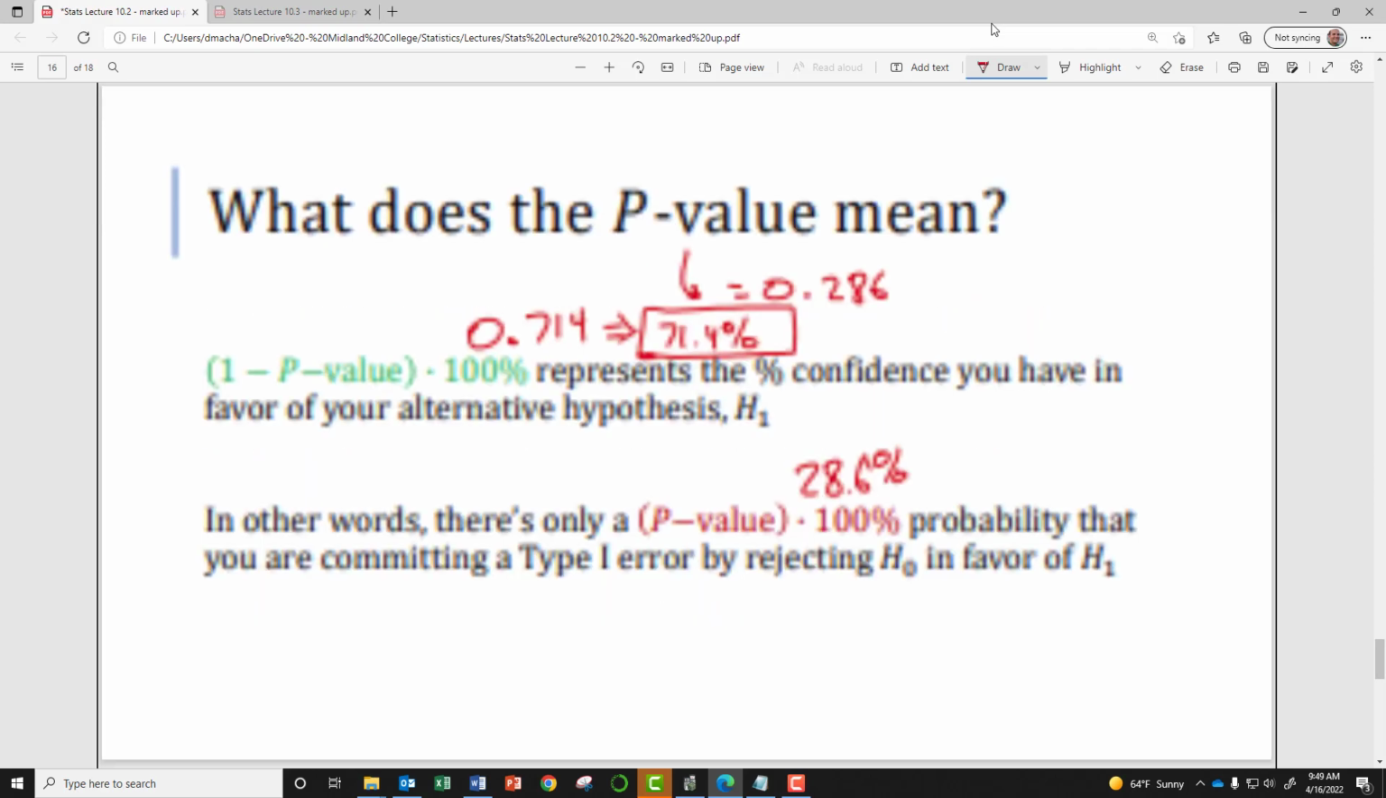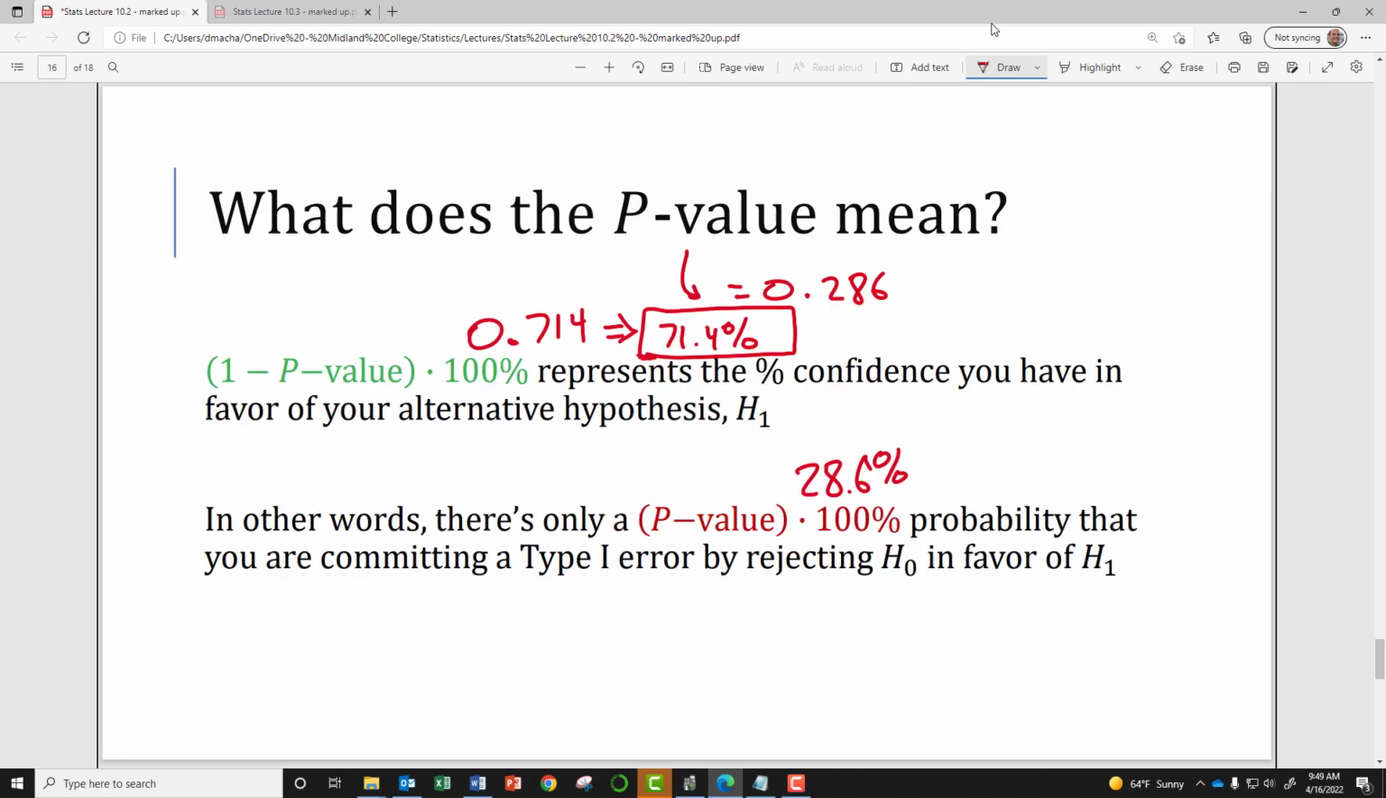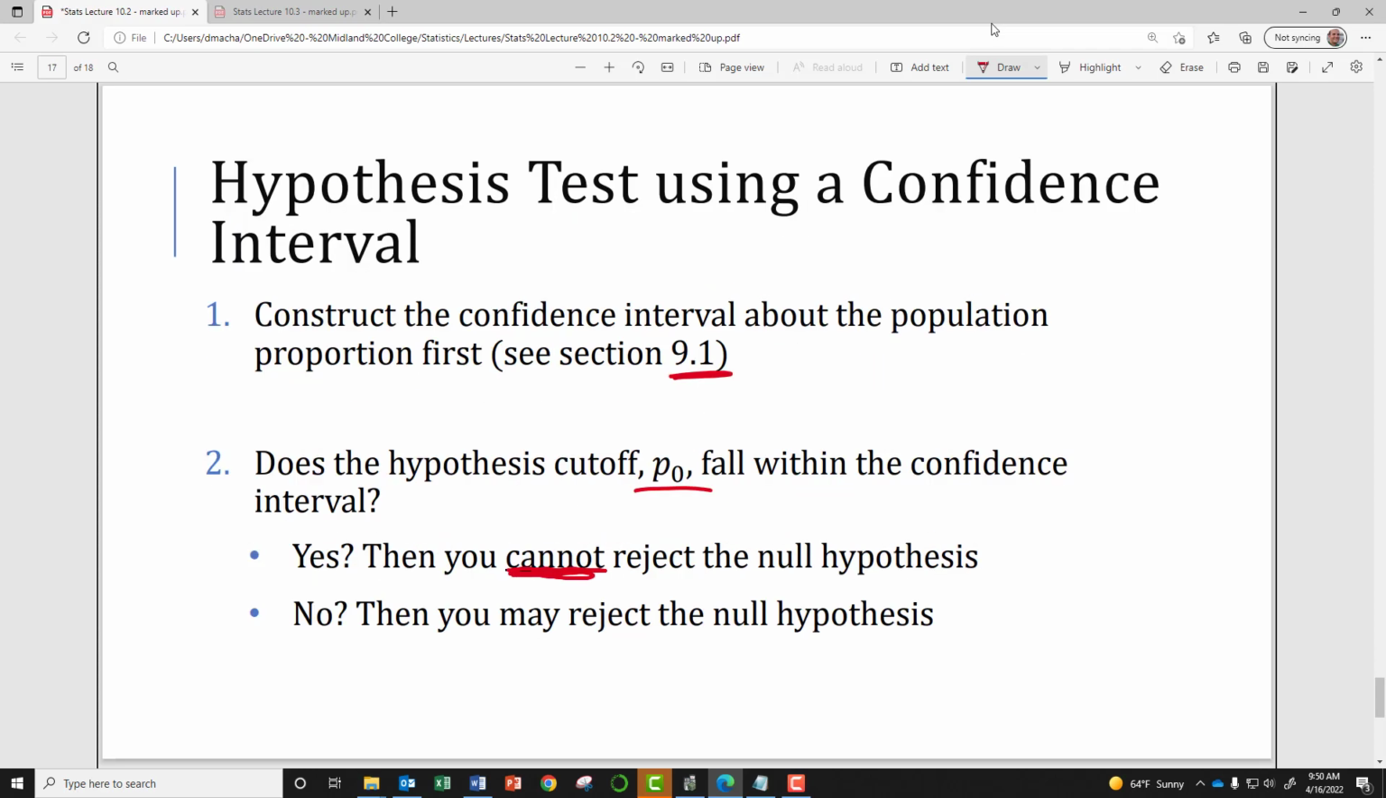And these two ways of conducting the hypothesis test will always give you the same answer. It should always give you the same yes or the same no when it comes to rejecting the null hypothesis. And if they don't, if one of these methods tells you to reject the null, and the other method tells you that you cannot reject the null, that means you've done your work incorrectly and you need to go back and probably retry both methods.